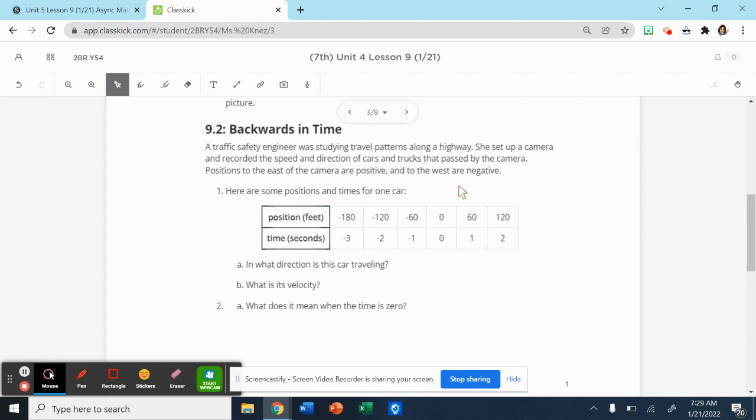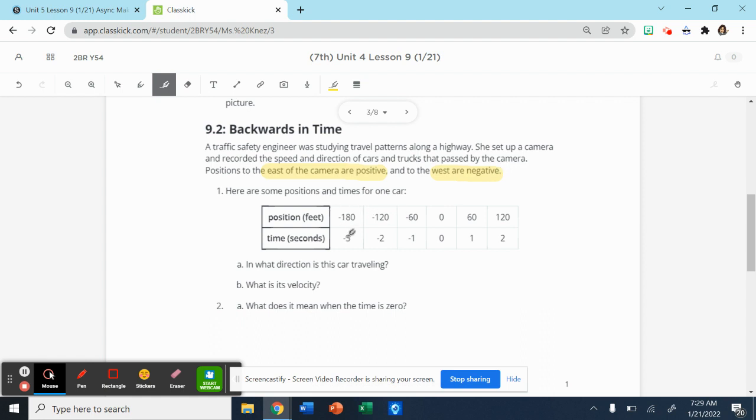So there's a few notes here that are especially important, but one thing that I want to point out is that positions to the east of the camera are positive and to the west of the camera are negative. And this is a whole lot like the number line that we drew out in class yesterday, where we saw that when we were moving into the positive or right, we were moving east. And when we were moving into the negative or left, we were moving west.